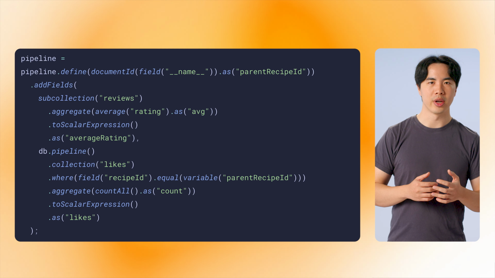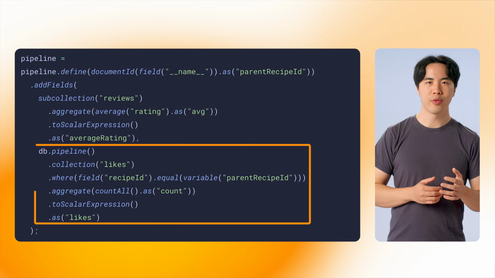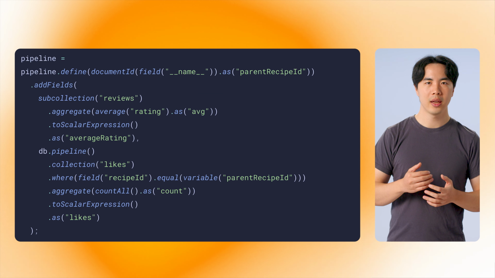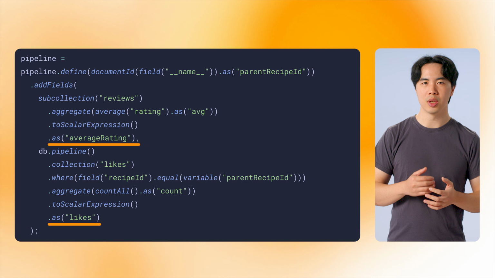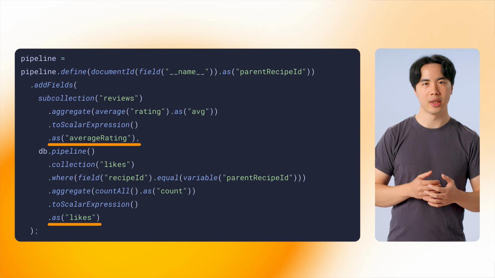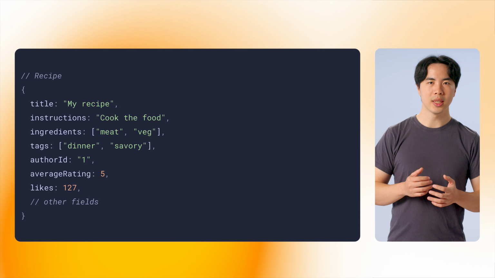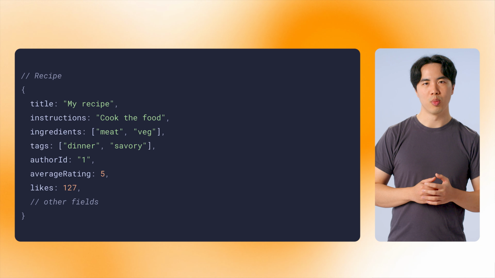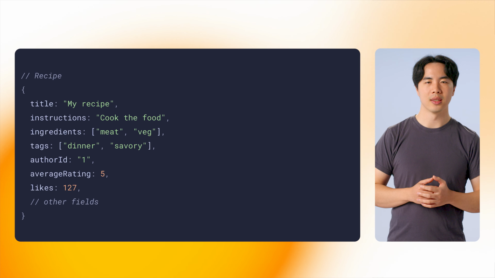Within the pipeline, we create 2 additional pipelines, one for aggregating likes and one for aggregating the average rating. Then, we add the resulting values into 2 new fields on the parent query's recipe document. The resulting document will look like this. Note that these newly added fields won't persist unless you explicitly write them back to the database.